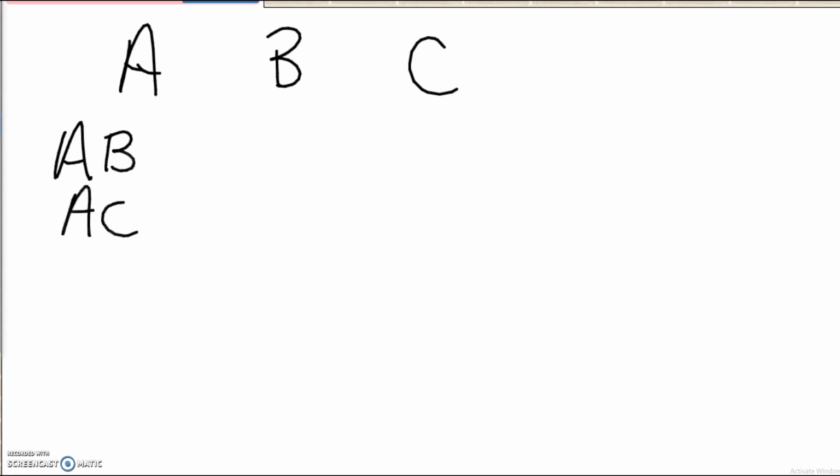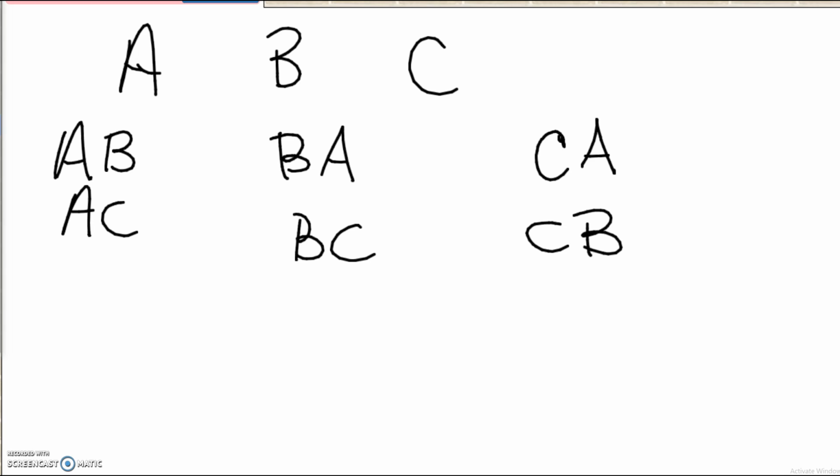We could have B, A, or B, C. We could have C, A, or C, B. And what else could we have?